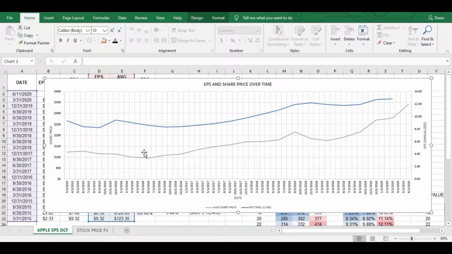Notice here in gray is the average share price. In blue here is earnings per share trailing 12 months. Notice how close these lines look together. This makes sense. As new earnings are released, the market adjusts for future value of the company.